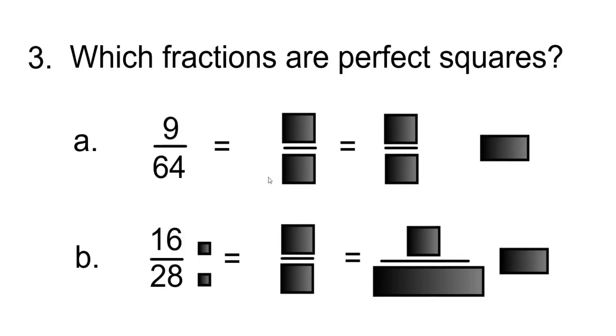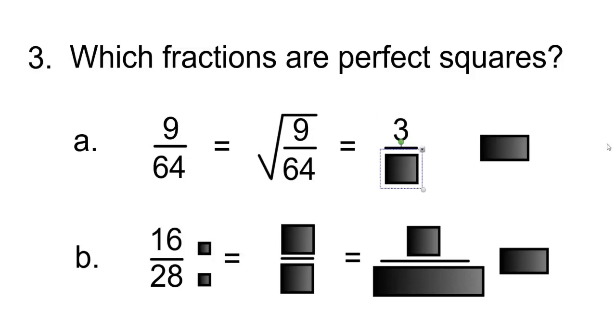Three. Which fractions are perfect squares? We'll take the 9 over 64, take the square root. The square root of 9 is 3, and the square root of 64 is 8. So the square root of 9 over 64 is 3 over 8. So yes, this is a perfect square.